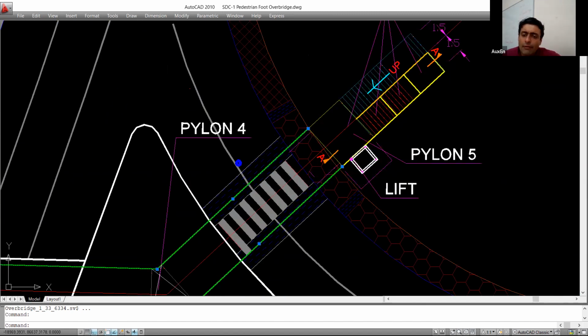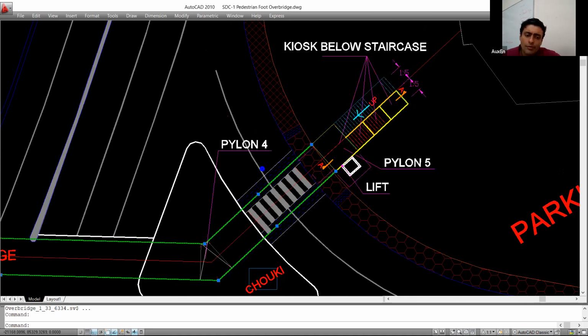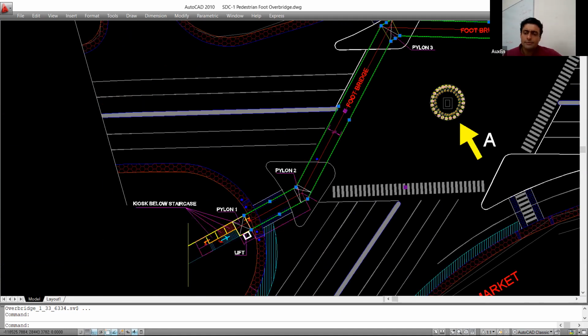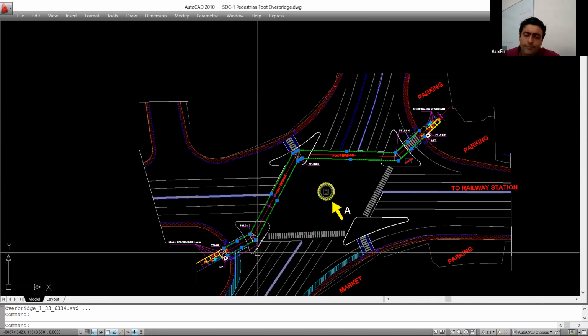And then you have elevators also. You have a lift that you have given over here, and you have a lift that you have given over here. So this is how your plan looks. Any confusion with the plan?